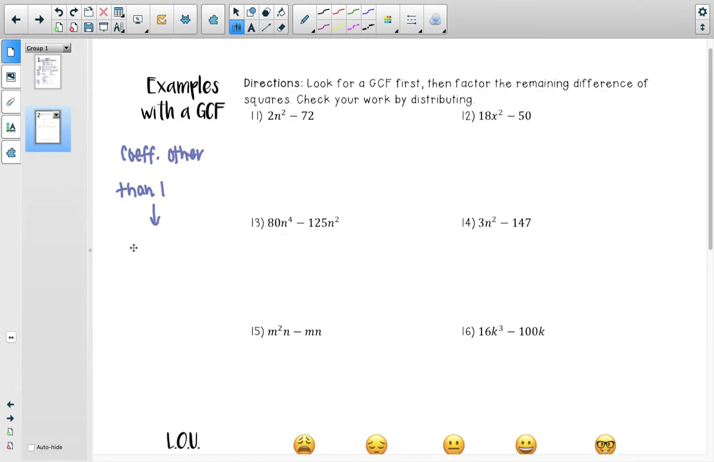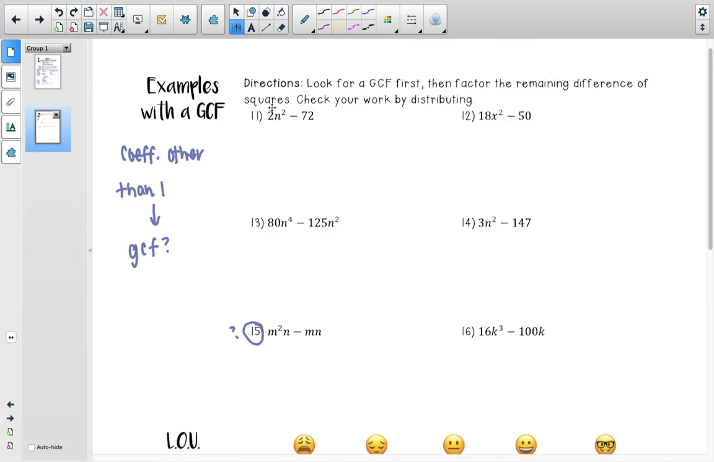You probably need to ask yourself, is there a greatest common factor? Coefficient other than 1, coefficient of 3, 80, 15 will be a little questionable of what that is since there's no coefficient other than 1, and this has a coefficient of 16. So in all these you have numerical values, not sure about 15 still, that you have to factor out.